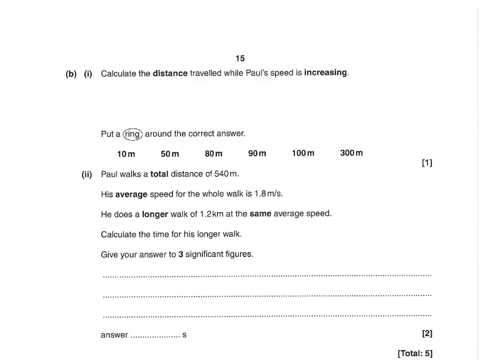So then it asks you to calculate the distance travelled while Paul's speed is increasing. The distance travelled is the area underneath the speed time graph. Paul's speed is only increasing in section A, and it's put on there that he gets up to 2.5 meters per second, and it takes him 40 seconds. So basically, because it's a triangle, you're going to do 2.5 times 40 divided by 2. So that equals 50. So you need to put a ring around 50 meters.